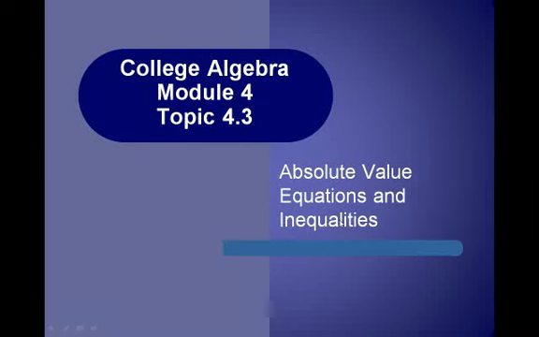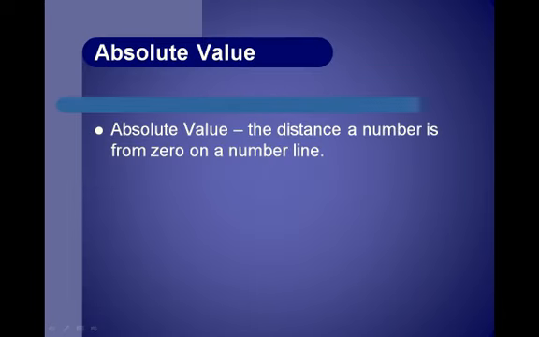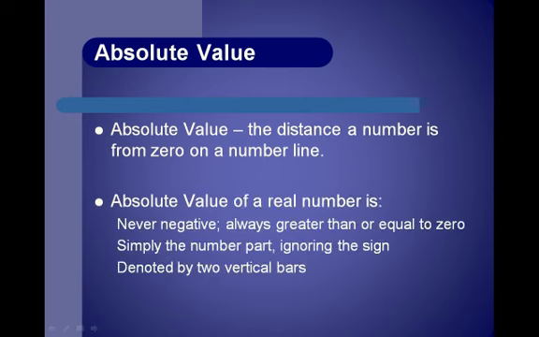College Algebra, Module 4, Topic 4.3, Absolute Value Equations and Inequalities. Absolute value is the distance a number is from zero on a number line. The absolute value of a real number is never negative, that is, it's always greater than or equal to zero. It's simply the number part ignoring the sign. An absolute value is denoted by two vertical bars.